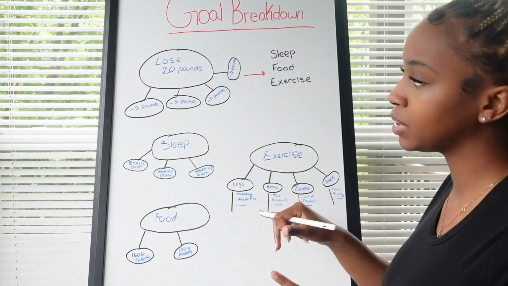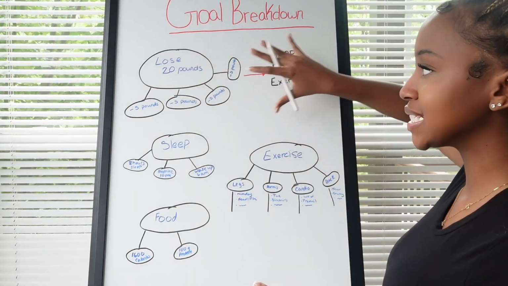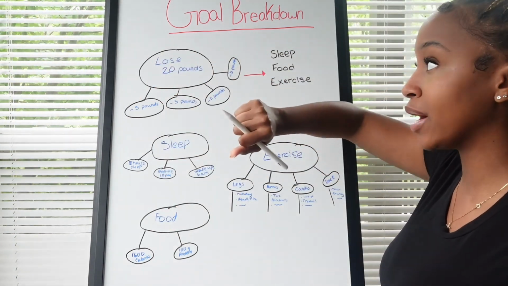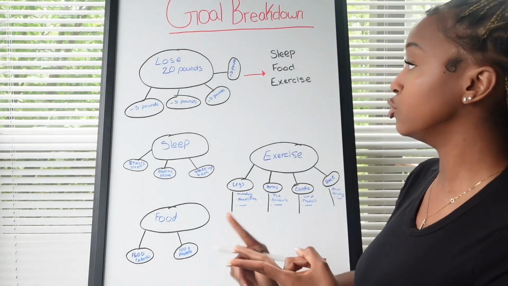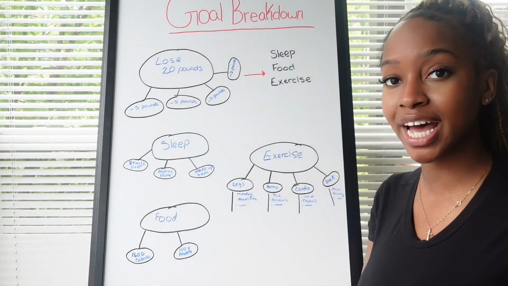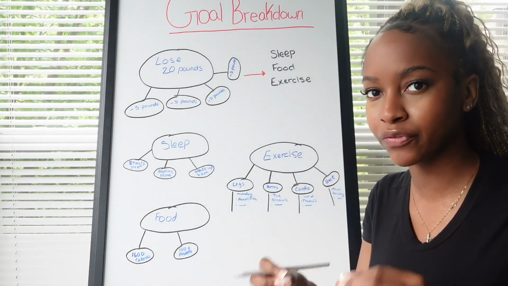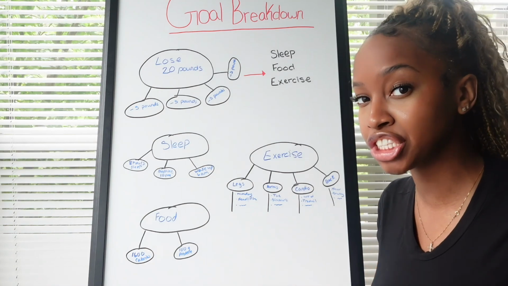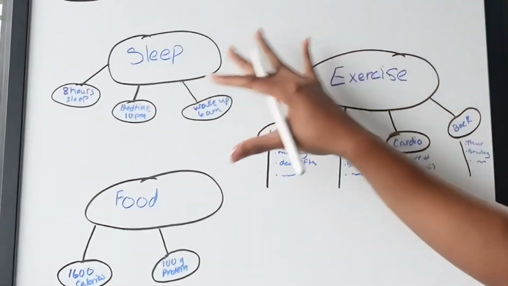What messes up a lot of people is that you only get to the top. So you know you want to lose 20 pounds. You know you need to sleep more. You know you need to eat better. You know you need to exercise, but you never write down and figure out how to exactly achieve those things. So first, we start with sleep, right?